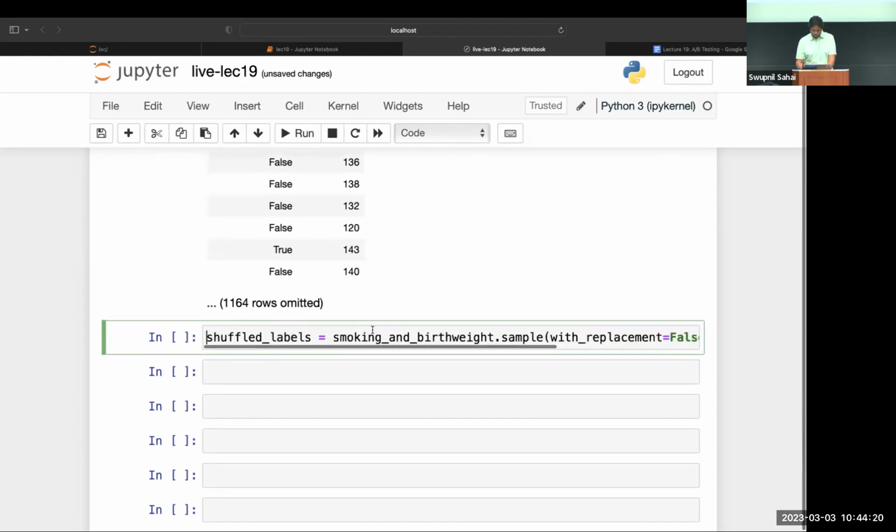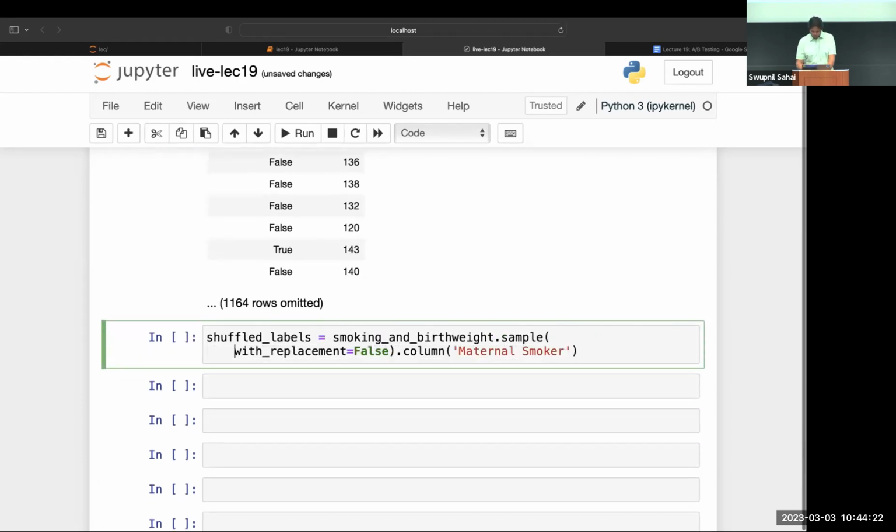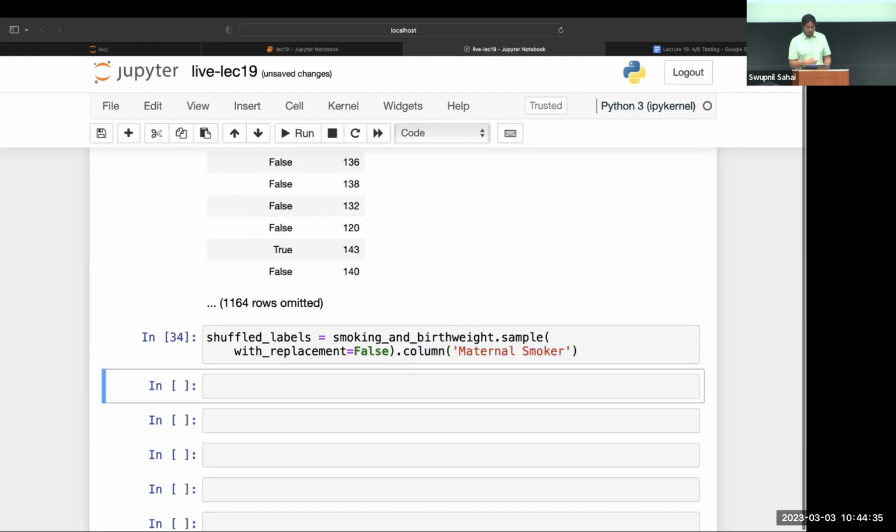So let me do this over 2 lines so you can see it better. Sample the entire table without replacement, and then just take the maternal smoker column, because that's what we're trying to shuffle. We're not trying to shuffle the whole thing. Once we do that, we have our maternal smoker column jumbled up, and then we can create a new table which has the original numerical values and these new shuffled smoking categories.